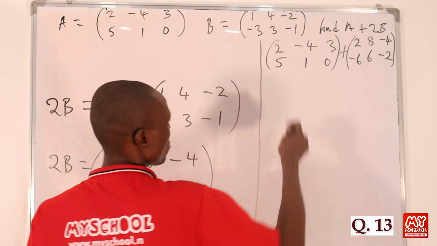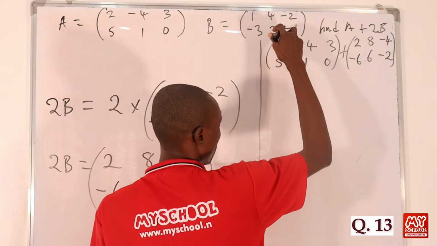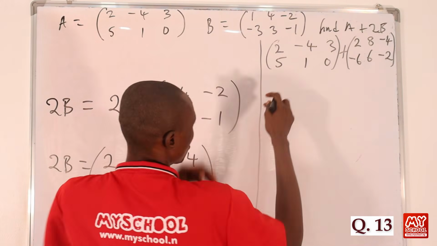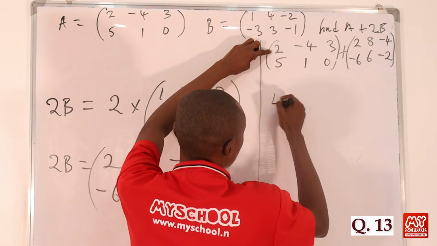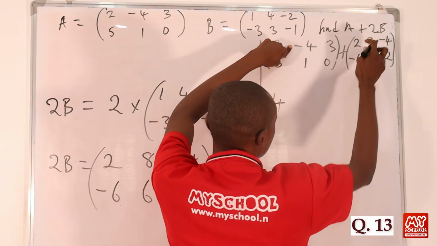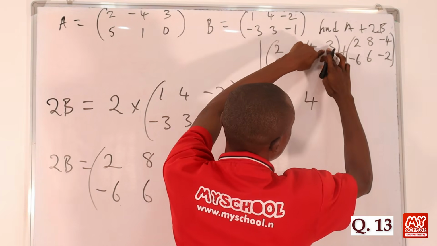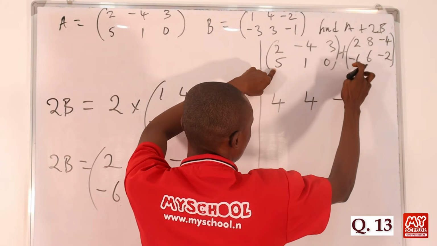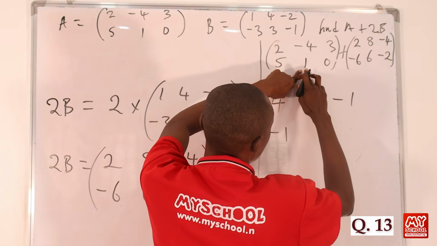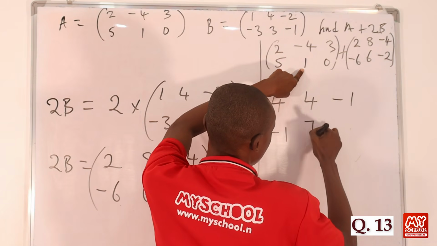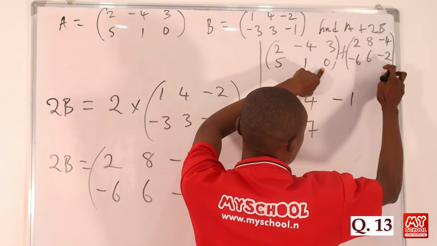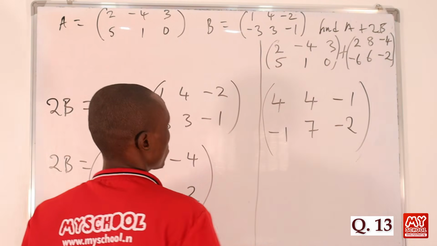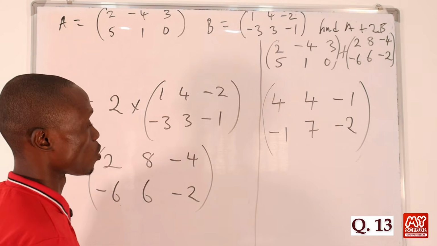So we just add. We add the first element in the first column of the first matrix to the first element in the first column of the second matrix. In this case, we have 2 plus 2, which equals 4. Then minus 4 plus 8, which equals 4 again. Then 3 plus minus 4, which equals minus 1. Here we have 5 plus minus 6, which equals minus 1. And here we have 1 plus 6, which equals 7. And 0 plus minus 2, which equals minus 2. So let's put this in brackets. This is the result of matrix A plus 2B.